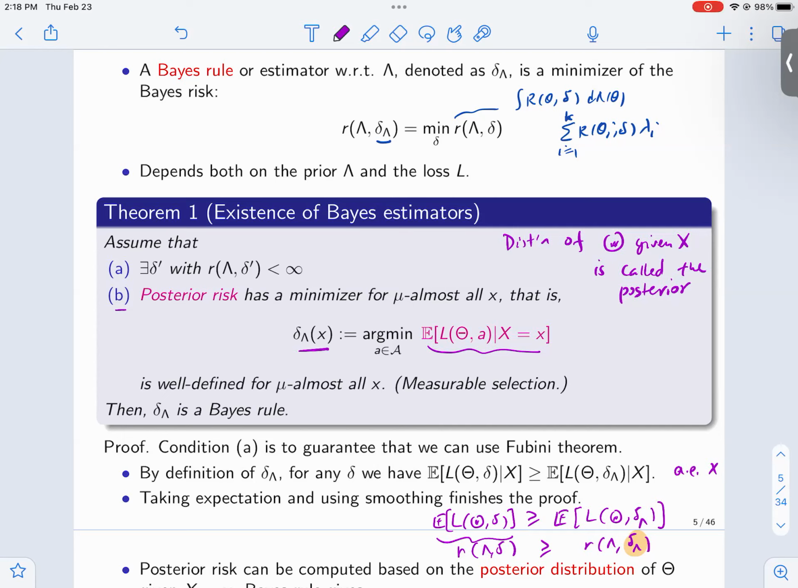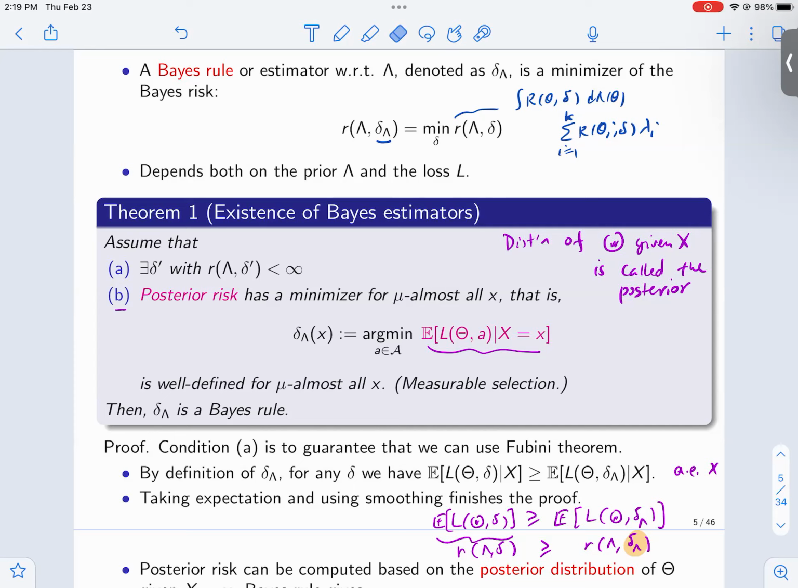So for every x, you get a value, like the minimizer over this would be a number, but that number changes as a function of x. So it's really a function of x. So that's why it's a decision rule. Yeah. Good point. Any other questions?